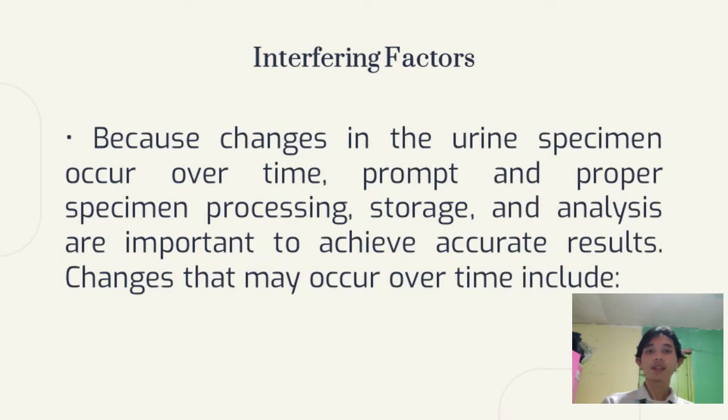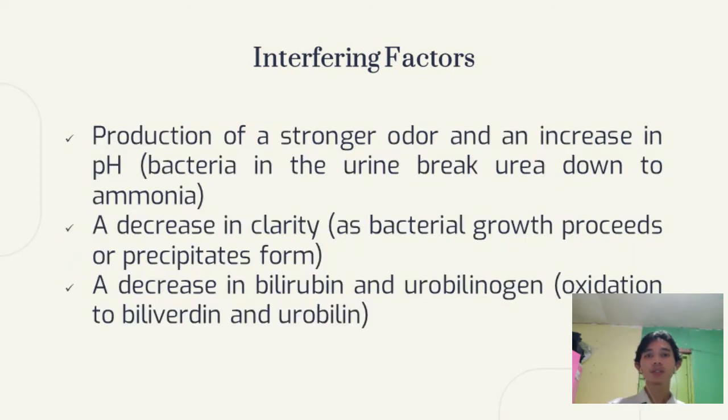Because changes in the urine specimen occur over time, prompt and proper specimen processing, storage, and analysis are important to achieve accurate results. Changes that may occur over time include production of a stronger odor and an increase in pH because bacteria in the urine break down urea to ammonia. A decrease in clarity occurs because of bacterial growth or precipitates forming.